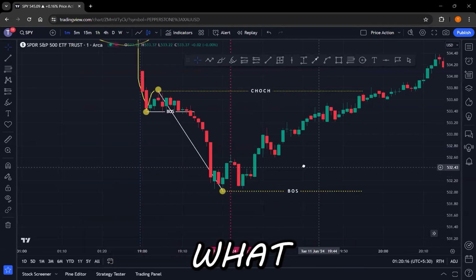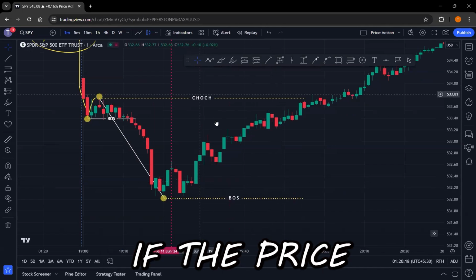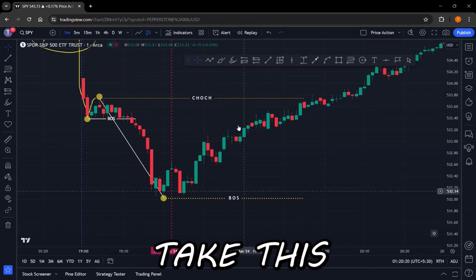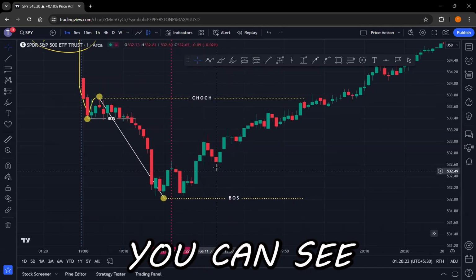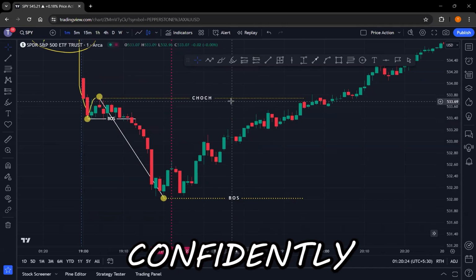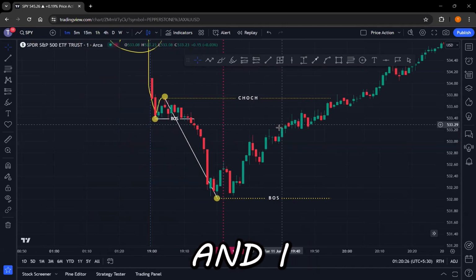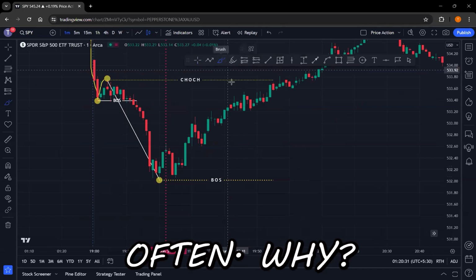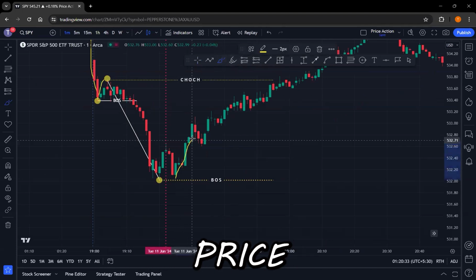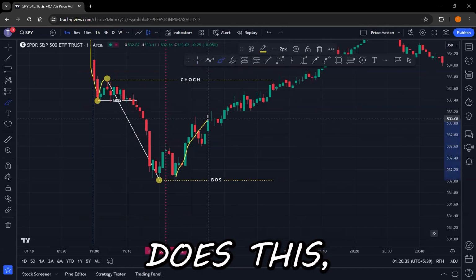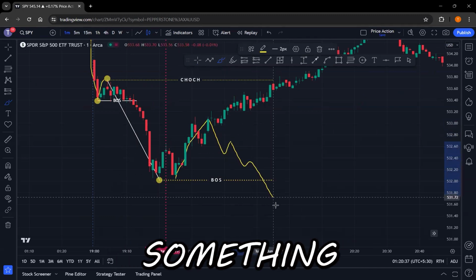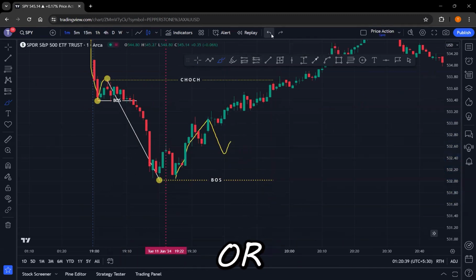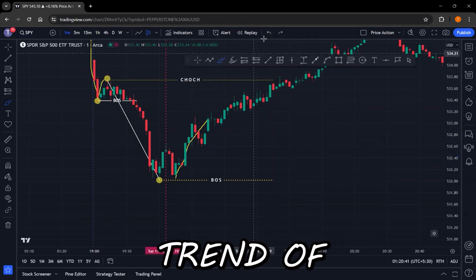So from here, what we need to understand is how will we know if the price is going to take this or this out. For now, you can confidently say the price will go upside, and I should have taken a trend reversal entry. But that doesn't happen so often. Why? Because when the price does this, it is also capable of doing something like this and going in a continuation trend, or following the continuation of the previous trend in the market.